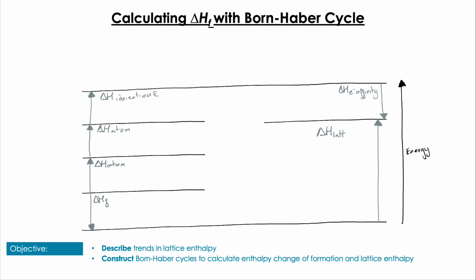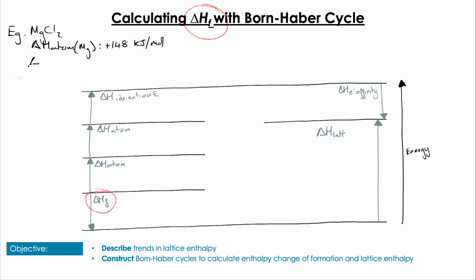We can even do the exact same process with finding the enthalpy of formation. So let's do that for MgCl2. I'll give us the enthalpy of atomization of magnesium, which is 148 kilojoules per mole, and the second ionization energy of magnesium, which isn't given to us on table 8, which is plus 1451 kilojoules per mole.